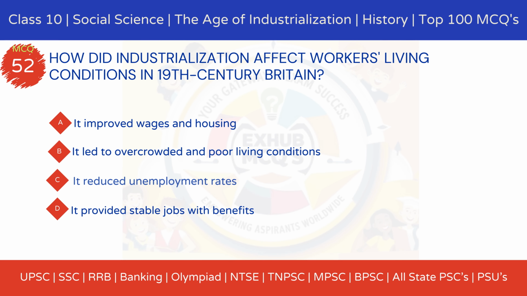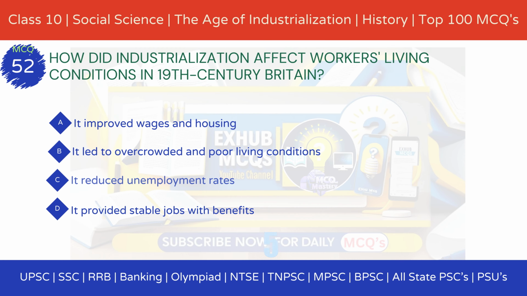MCQ 52. How did industrialization affect workers' living conditions in 19th century Britain? Option A. It improved wages and housing. Option B. It led to overcrowded and poor living conditions. Option C. It reduced unemployment rates. Option D. It provided stable jobs with benefits.